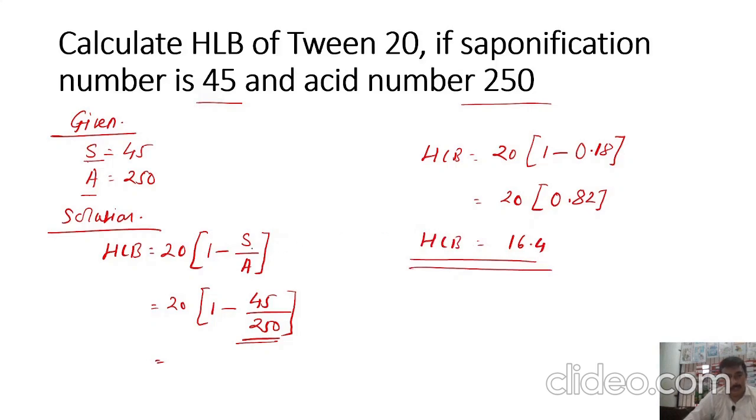So just include the values in the equation and later on solve the bracket and later on multiply with 20. You can solve the problem easily. So the correct answer is 16.4. This is the HLB value of Tween 20 based on the given saponification number and acid number.